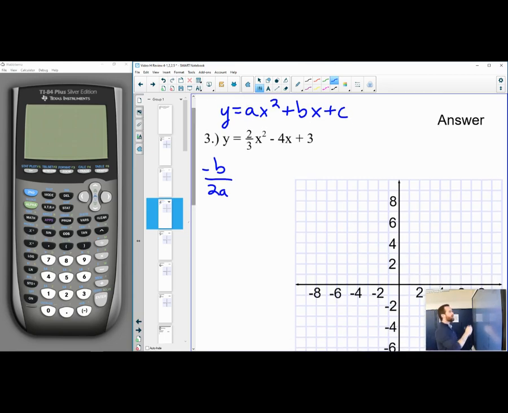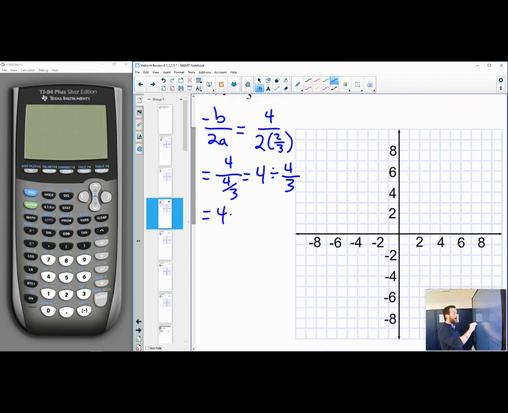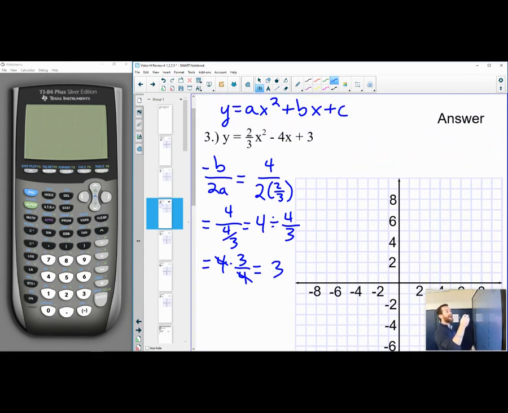Let's jump right in. So -b/2a, for this, that's going to be, let's see, b is -4, so negative b would then be a minus -4, which becomes +4. 2 negatives make a positive. And then 2a would be 2 times 2/3. Then we just simplify. So we get 4 divided by 4/3, which we can then write as 4 times 3/4. Then we can cross cancel, those 4's go away, and we're left with 3. So 3 is the x-coordinate of the vertex.